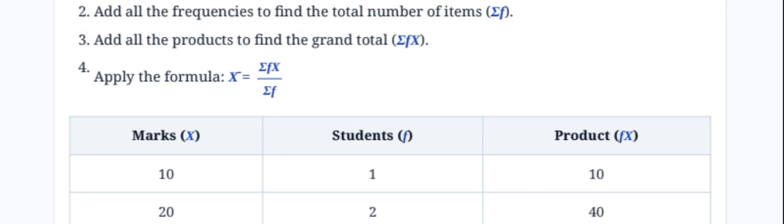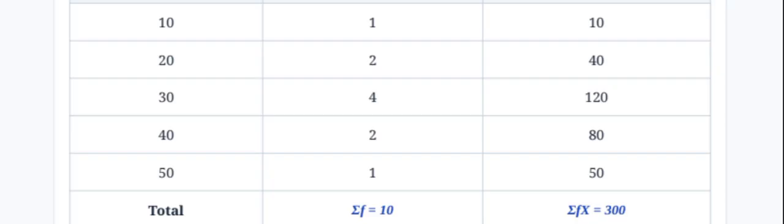And at last, apply the formula. What is the formula we have? Mean is equal to sigma fx upon sigma f. Okay, so this is the solution we have for the question.